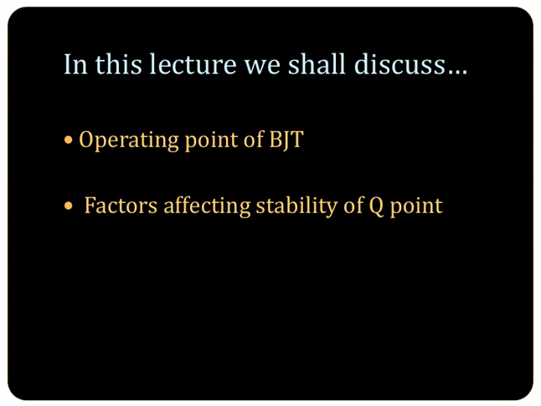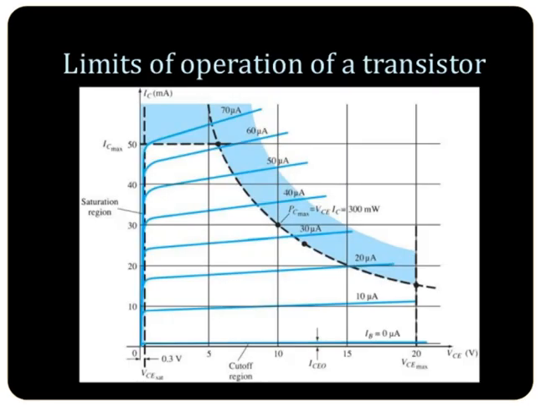We are going to focus on the common emitter configuration, and before we move into the Q point discussion, let us analyze the limits of operation of a transistor here. This is the output characteristics of a transistor. You can see there are limits imposed on the IC as well as VCE here. This ensures that the maximum ratings of the transistor are not exceeded. So the output signal exhibits minimum distortion if these limits are perfectly followed.